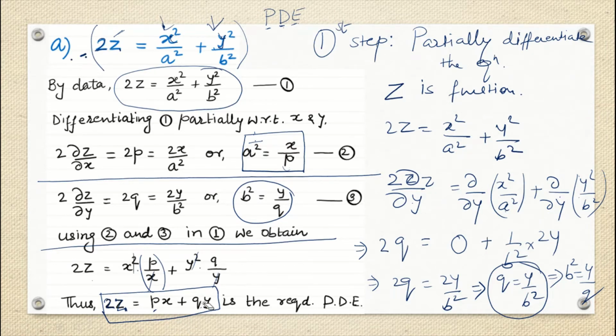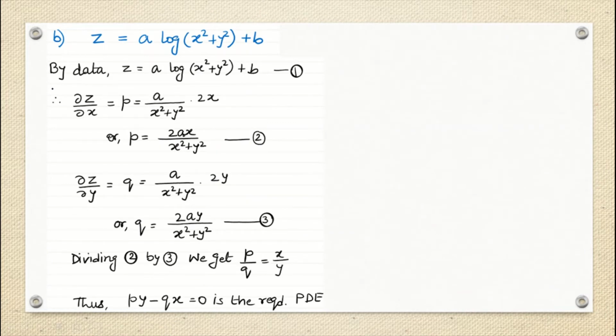Okay. Now we are going to start the second question. It is given to us that z is a log x square plus y square plus b. Fine. So very first thing is what? If I have to find out partial differential equation, that means I am going to find the partial derivative of that function which is my z, which is a multivariable function. So I'm going to find with respect to which all variables? All those variables which are present in the given equation.